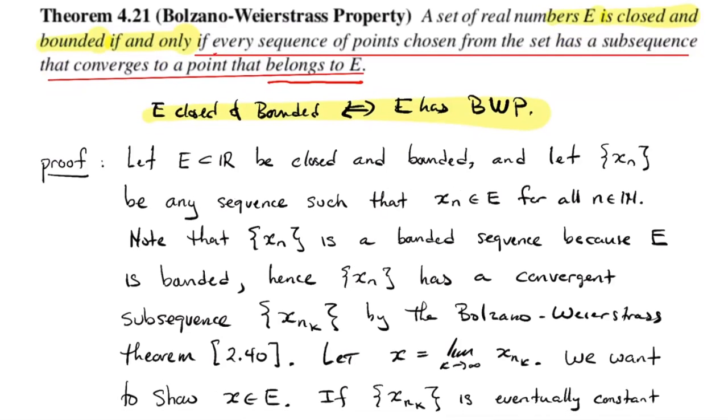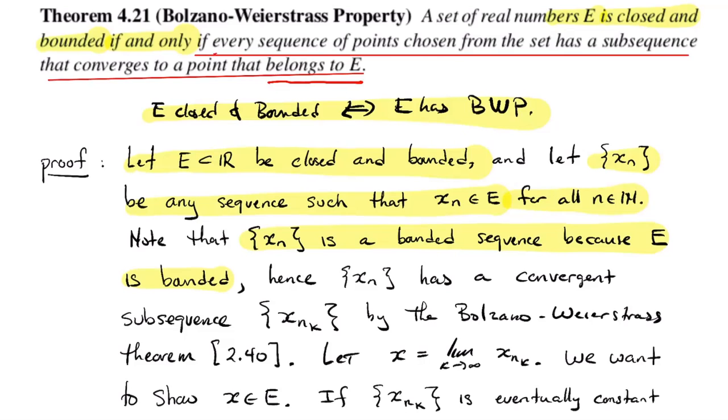Let's start off by assuming that I've got a subset that's both closed and bounded. If I want to show that it has the Bolzano-Weierstrass property, I should choose some sequence, any sequence, where every single term of it is in E. So that's how we're going to start. Assume you have a closed bounded set, take a sequence in that set. The set's bounded, so the sequence is bounded. If the set is bounded and the sequence terms are all in the set, the sequence is bounded.